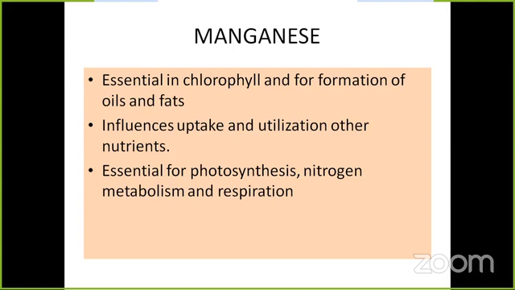Manganese is also essential for photosynthesis, nitrogen metabolism and respiration. Means it is very important because it is for formation of food and also for breakdown and supplying the energy to the plant. So both are there. So it is going to be a very essential, important element.